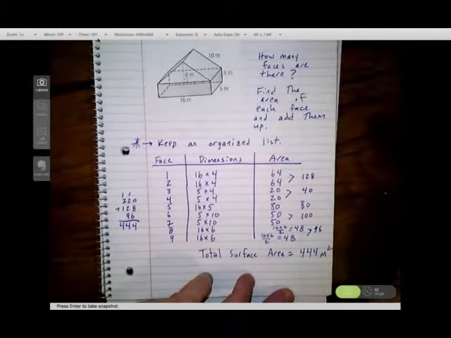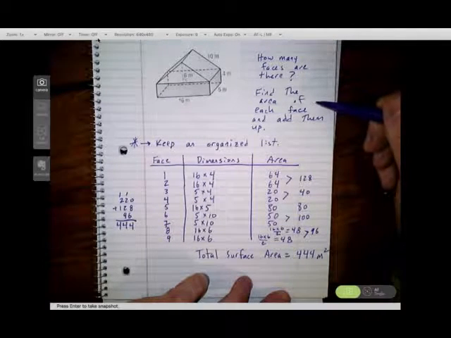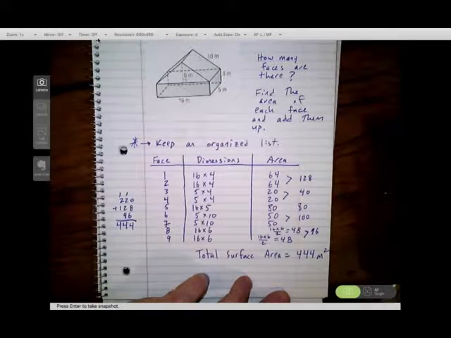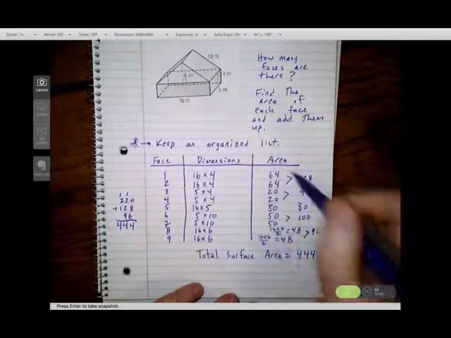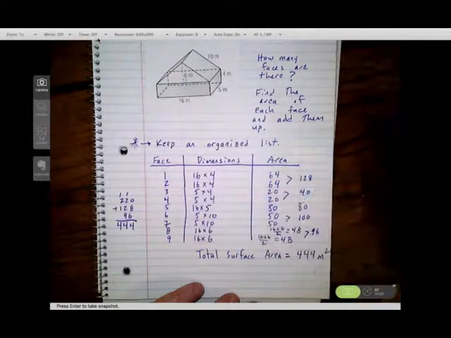Well there it is. Again, figure out how many faces there are. Find the area of each face. Add them all up at the end to get your total surface area. And I highly recommend, I know it's a lot of work, but keep an organized list so you don't miss a face as you're figuring out your surface area.